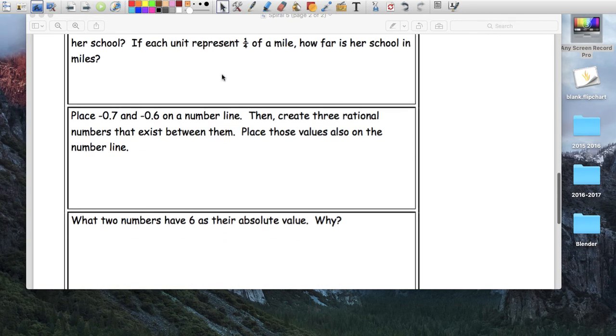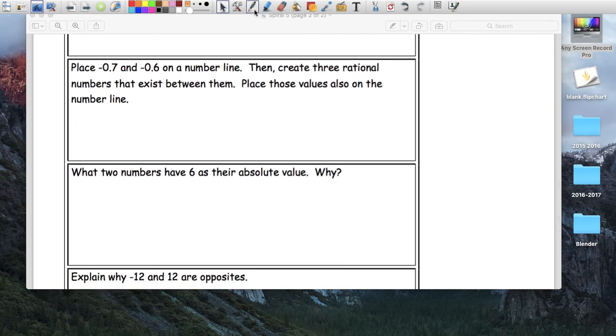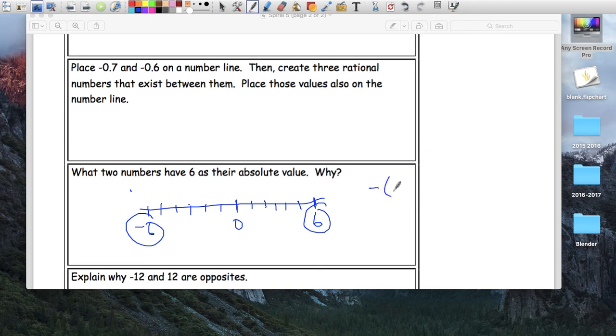Okay. What two numbers have 6 as their absolute value? Well, let's see. To have an absolute value of 6, it means that here's your number line. You have to be 6 units away from 0. Well, let's go this way. 1, 2, 3, 4, 5. Oh, 6 is there. Let's go the other way. 1, 2, 3, 4, 5, 6. So what two numbers have the absolute value of 6, meaning are 6 units away from 0? Well, this number is 6 units away from 0, and so is this number. So negative 6 and 6, because they're both 6 steps away from 0.